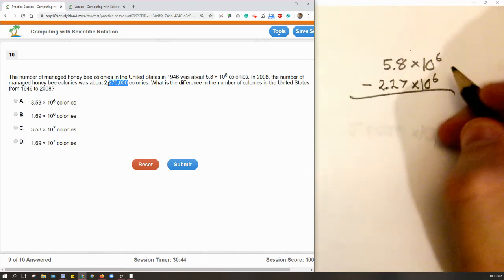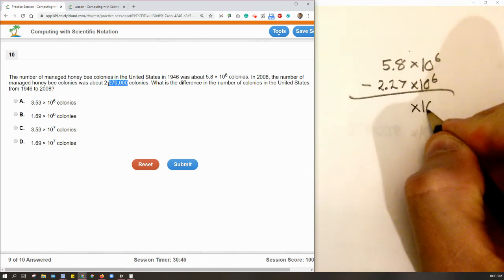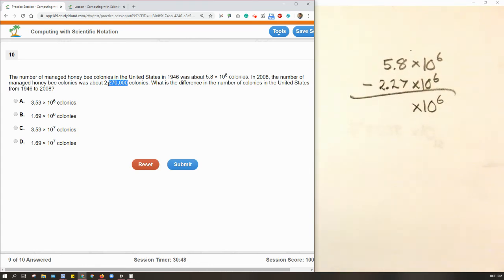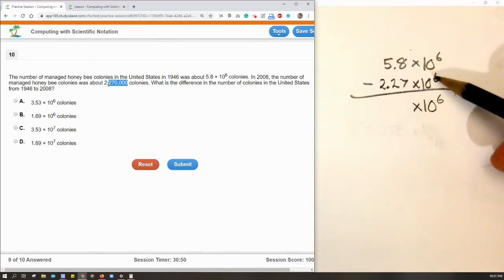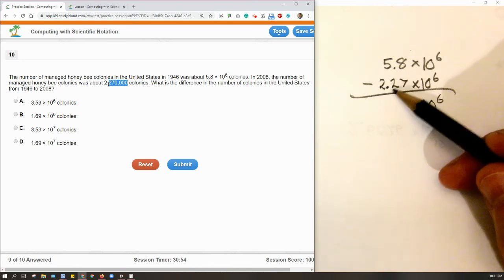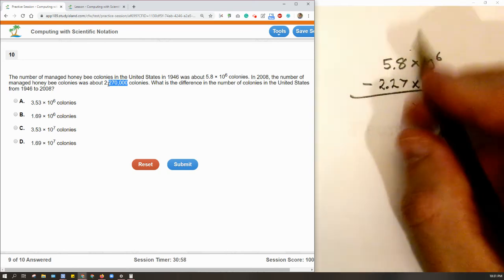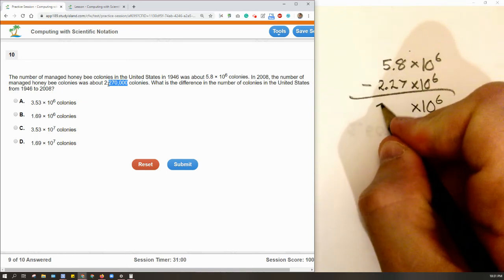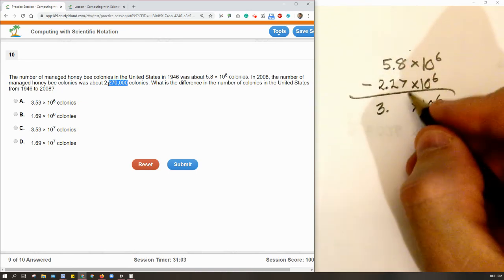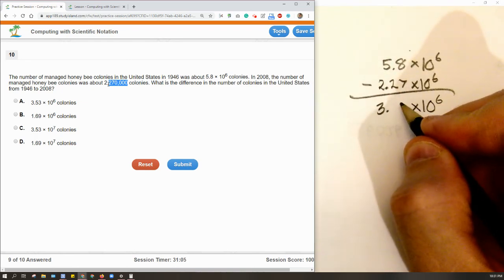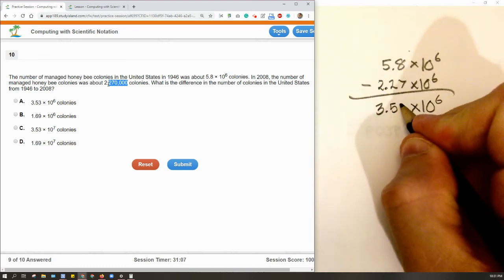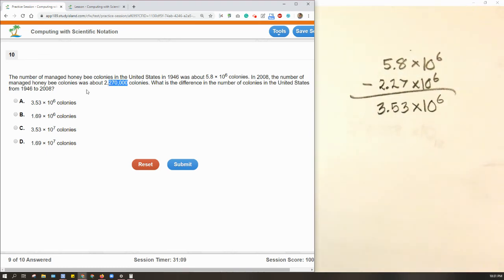Then I go ahead and subtract. I keep my times 10 to the 6th. Anytime you're subtracting or adding and you have a base and an exponent that match up, you keep that base and exponent. And then you have 5.8 minus 2.27. So go ahead and subtract those, and let's see if I can do this in my head. 3 point, and what is that, 5.3? Something like that. 3.53 times 10 to the 6th. And yeah, that's one of my answers right there, 3.53 times 10 to the 6th.